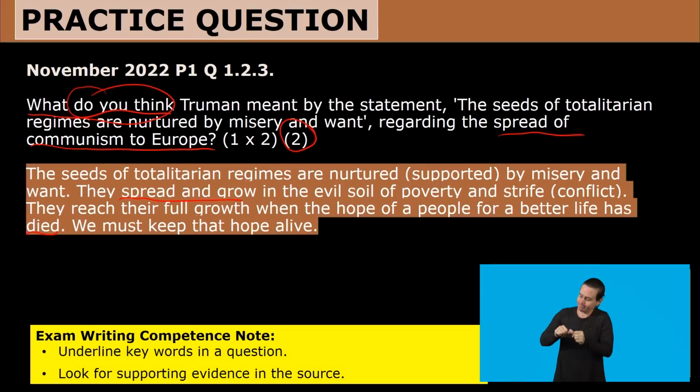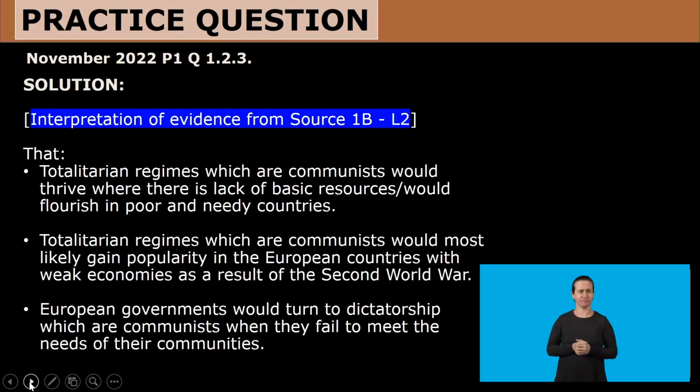So that statement is in the context of the source itself that is given. So don't forget to underline the keywords in the question, and to look for supporting evidence in the source to explain what Truman meant by that statement. Now, let's quickly look at a possible solution or response to that question. So Truman meant that totalitarian regimes which are communist, very important, because in the question it did say regarding the spread of communism. So you have to mention that.